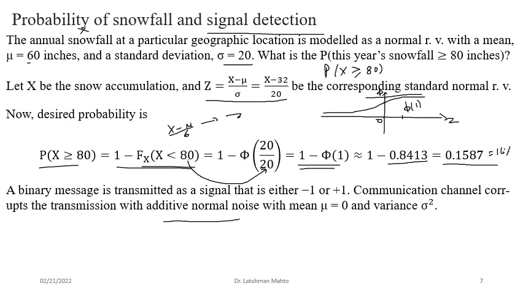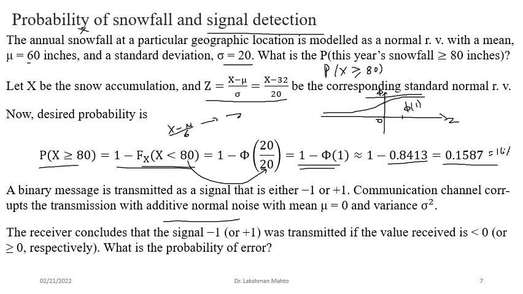What happens in that process is that the receiver receives a noisy signal, simply because of this additive noise. The receiver then has to infer what kind of signal the sender might have sent. So how does it conclude? The receiver concludes whether minus 1 or plus 1 was transmitted based on the value received, the noisy signal, which we call Y.